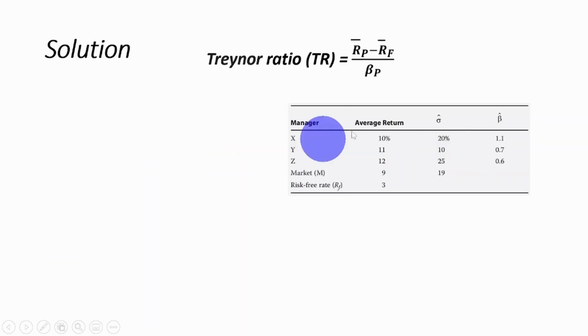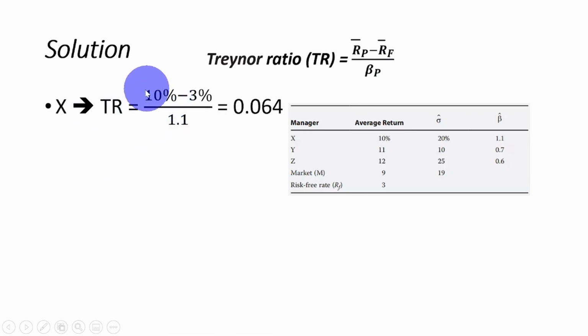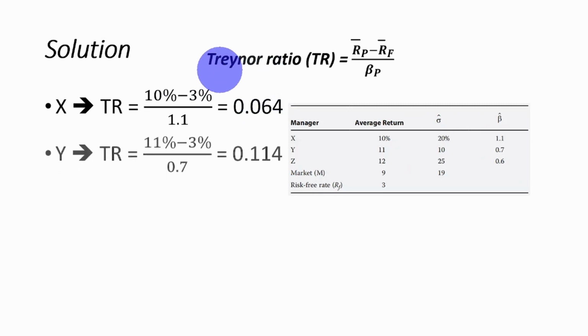So if we take our formula, for the first one, the return of the portfolio is 10% minus the risk-free rate, which is 3%, divided by the beta of X, which is 1.1. So if we divide it, we have 0.064 as the Treynor ratio.